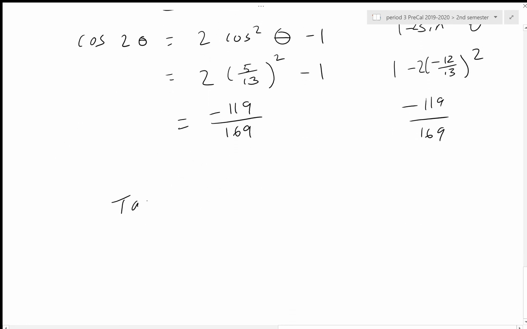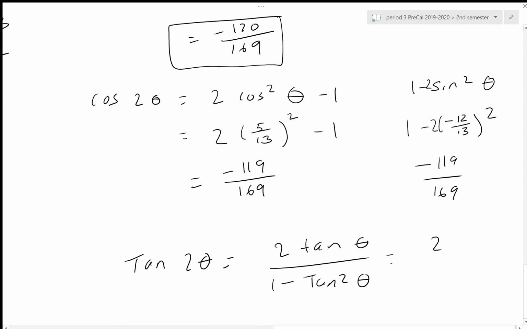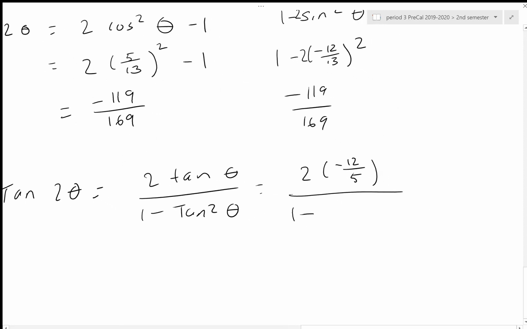Okay, so now the tangent part, tangent of 2 theta equals 2 tangent of theta over 1 minus tangent squared of theta. Okay, 2, well, tangent of theta in this one is negative 12 over 5, over 1 minus negative 12 over 5 squared.